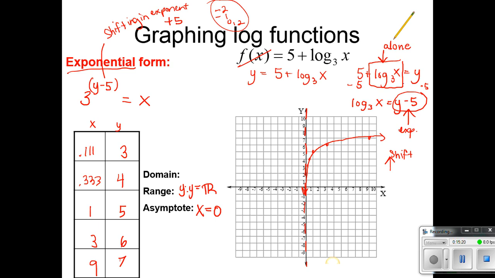Remember that you need to know your asymptotes. You need to know that your range now is all reals. And now the domain for this one is x such that x is greater than 0. It's still greater than 0 because my asymptote is what's reflecting my domain.